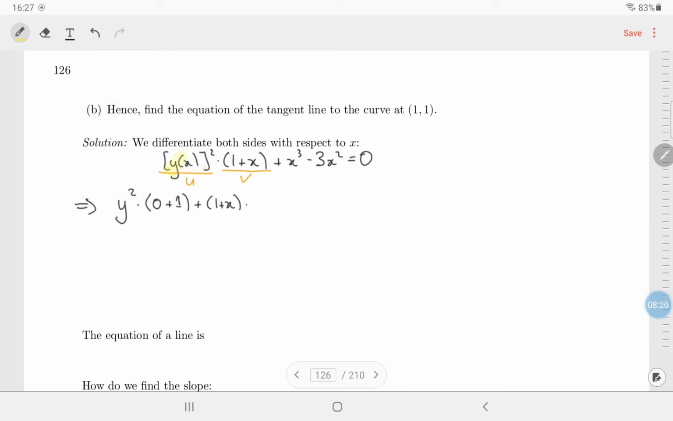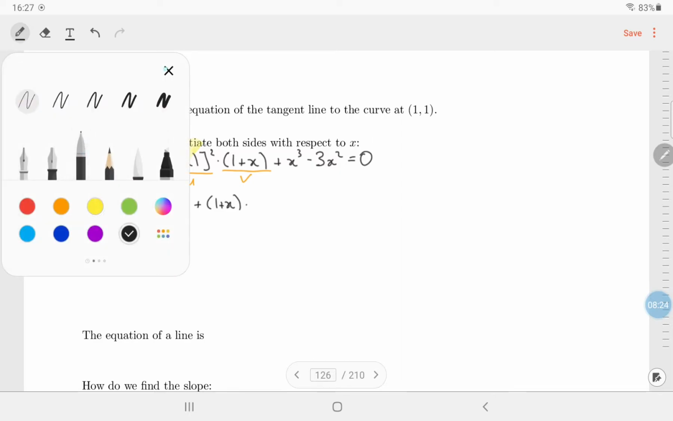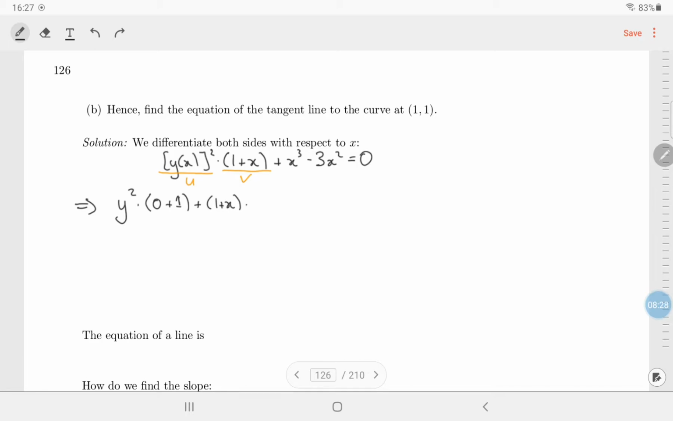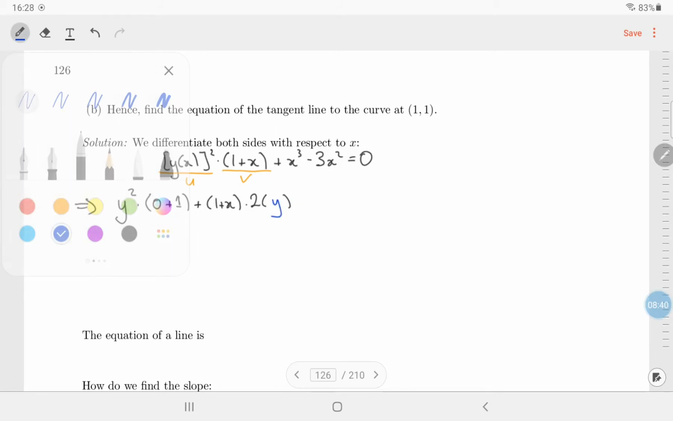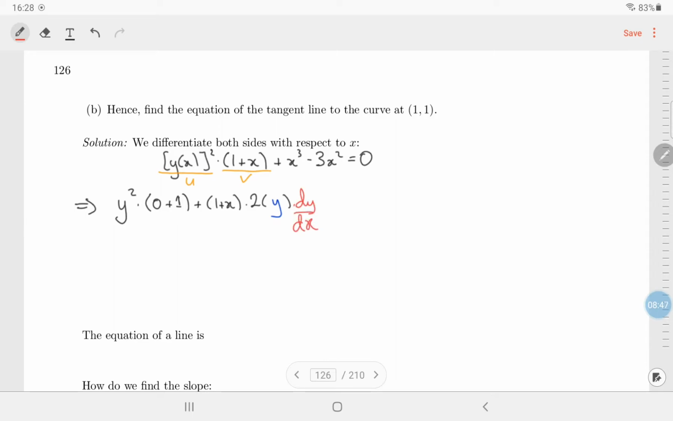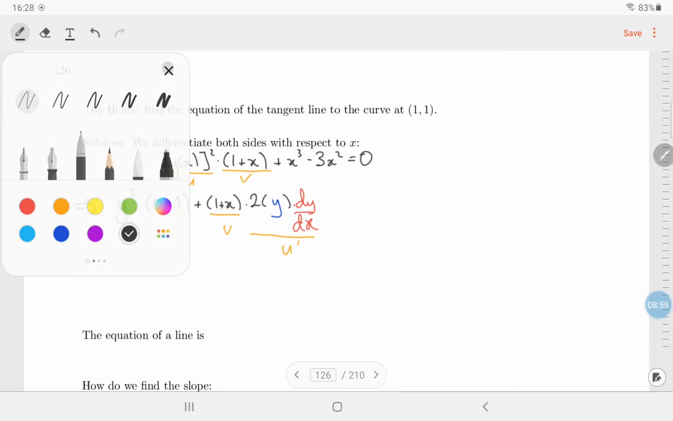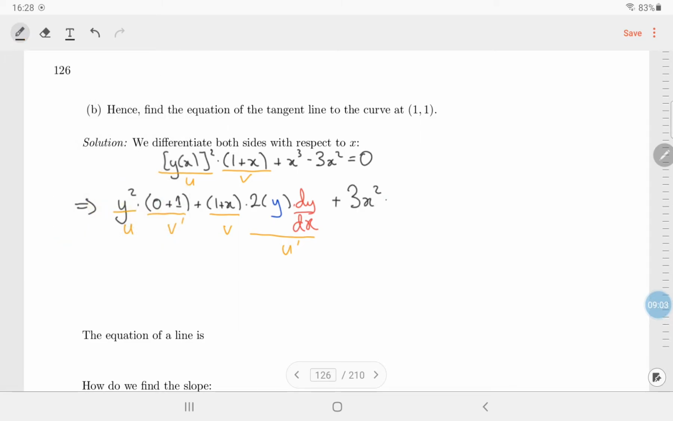Now, y of x all squared, the outside function is x squared. The chain rule says you differentiate the outside, so the derivative of x squared is 2x. The chain rule then says you evaluate at the inside, and then you multiply by the derivative of what's inside. And all you can say about the derivative of y of x is that it's dy/dx. Okay, now just in terms of the product rule, that was the first thing by the derivative of the second thing plus the second thing by the derivative of the first thing, plus the derivative of x cubed, which is 3x squared, minus 3 times the derivative of x squared, which is 2x, equal to 0. I'm always going to fix the constant, and you'll see why later on.